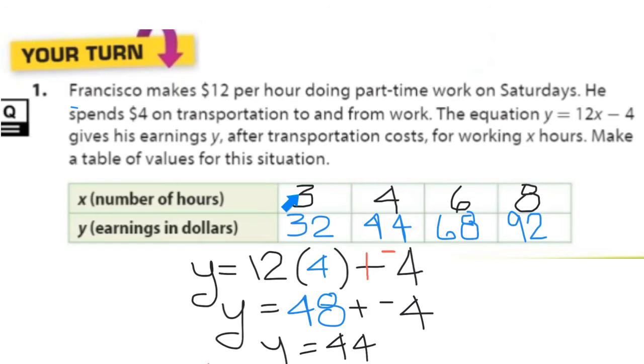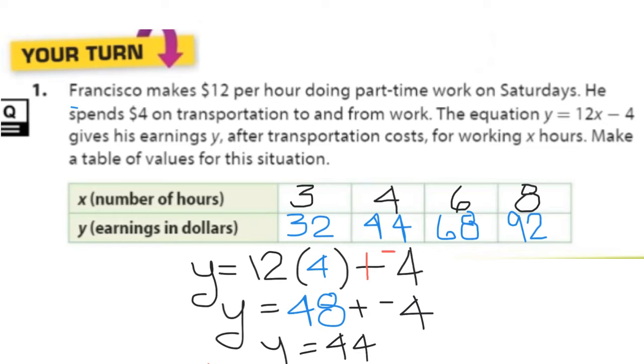So I did the same thing for the 3. I put a 3 in, put a 6 in, and I put an 8 in. So if Francisco works 3 hours, he'll end up with $32. If he works 4 hours, he'll end up with $44. If he works 6 hours, he'll earn $68 in total. And for 8 hours, $92.